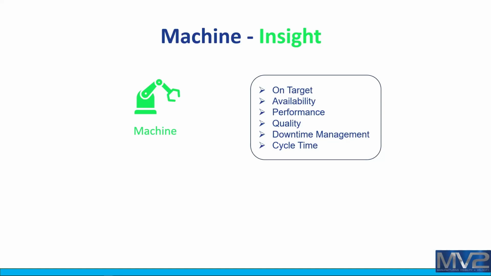And then quality also goes hand in hand with performance. I'm expecting 100 pieces per hour. That's great. I'm actually producing 100 pieces per hour, but maybe of those 100 pieces, 10 of them are bad. So my performance and efficiencies are affected because of those scrap parts.